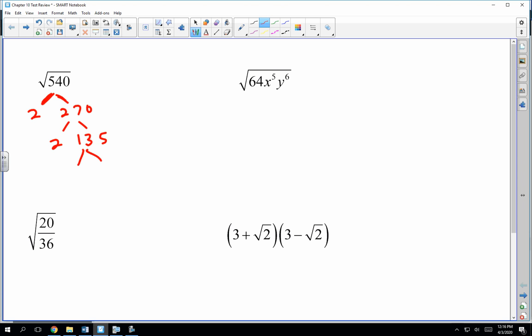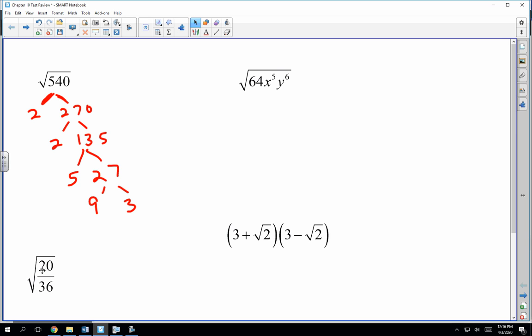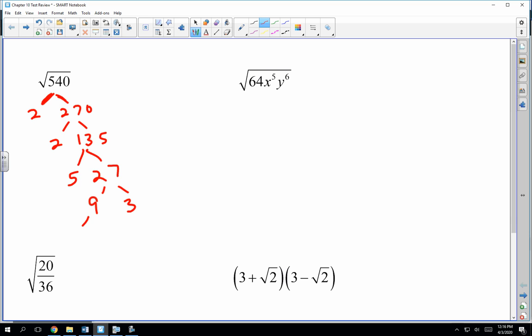The 135, I know 5 goes into it. So go to your calculator, figure out how many times 5 goes into it. We know 5 goes into it. Goes into 13 twice with 3 left over, and then goes into 35 7 times. So we have 27 here now. And then 27, you might quickly think of 9 and 3. Move this down a bit. And then 9 would be 3 and 3.